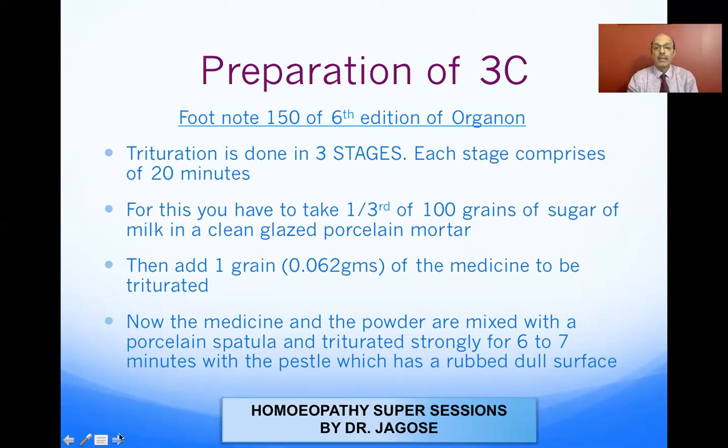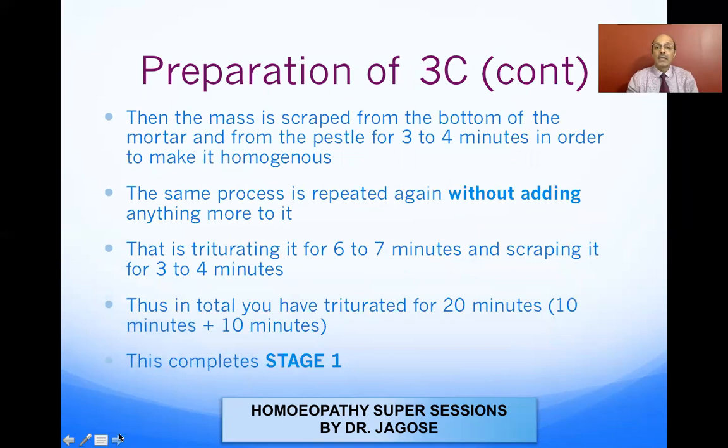Then add 1 grain, that is 0.062 grams, of the medicine to be triturated. Now the medicine and the powder are to be mixed with the porcelain spatula and triturated strongly for 6 to 7 minutes with the pestle, which has a rough, dull surface. Then the mass is scraped from the bottom of the mortar and from the pestle for 3 to 4 minutes in order to make it homogeneous.